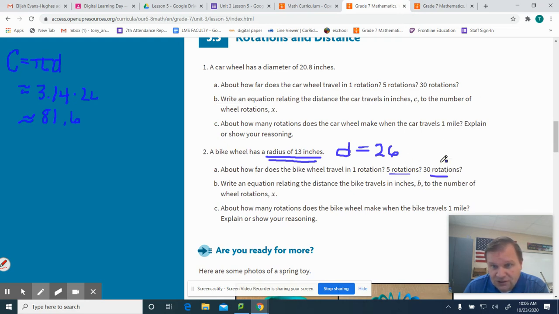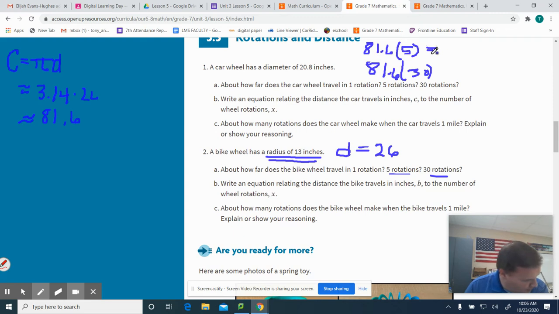All right. So now the same thing applies. We want 5 rotations and 30 rotations. So we're going to multiply that 81.6 times 5 and that 81.6 times 30. Okay. So when we do that, we get 408.2, and that's in inches. And then we get, on the second one, 2,448. Okay. Now, once again, these are approximations, so if your numbers are close, you're okay.